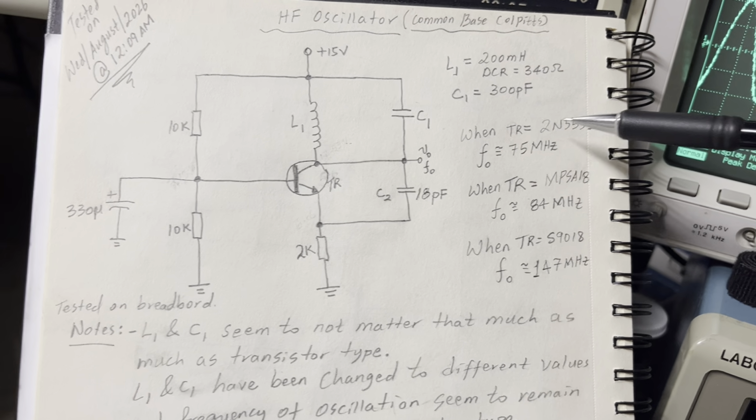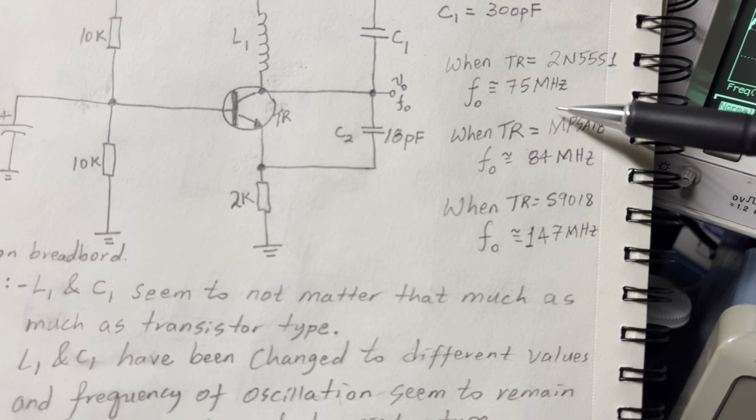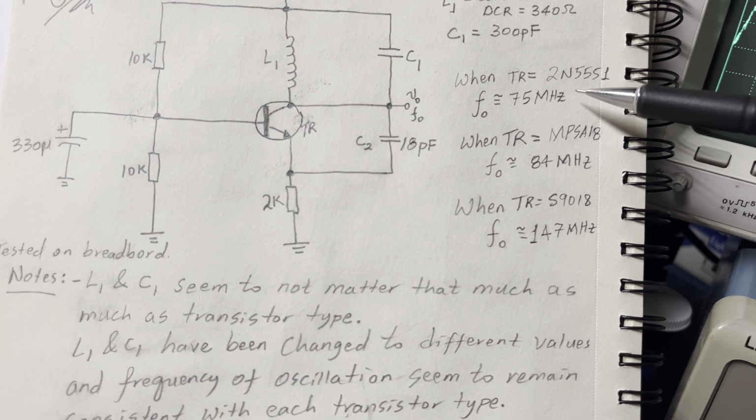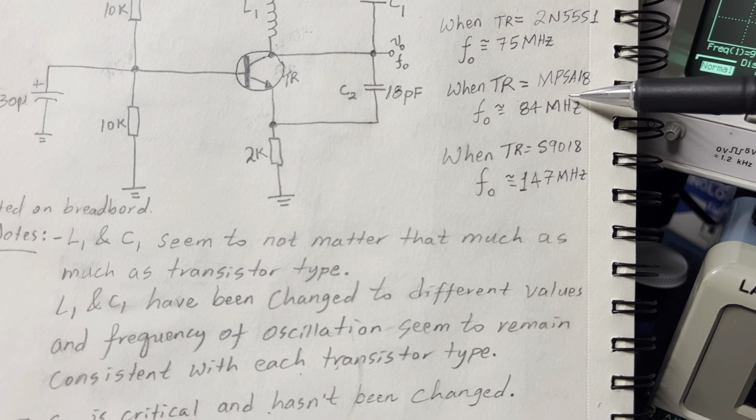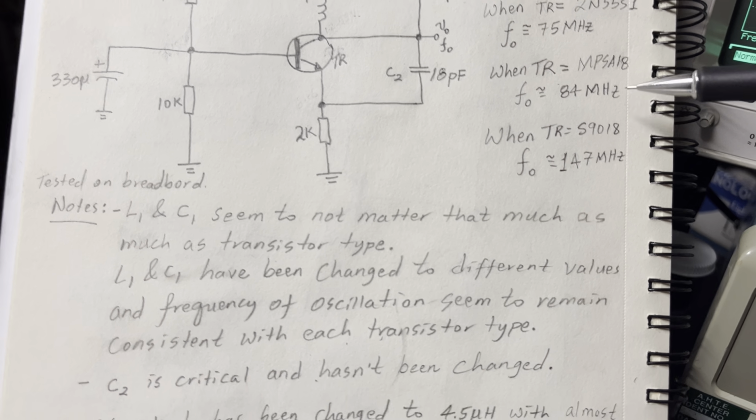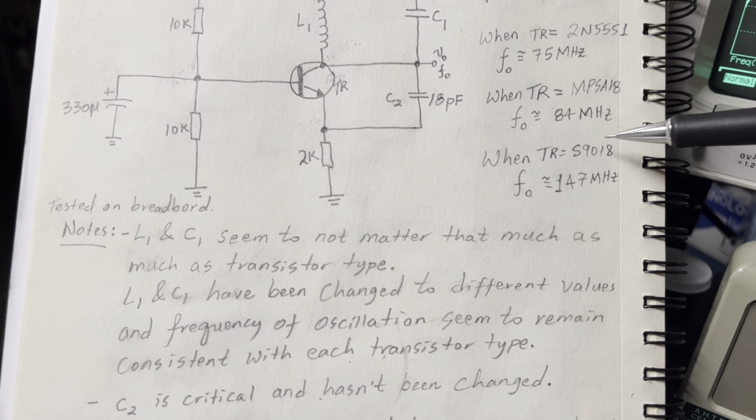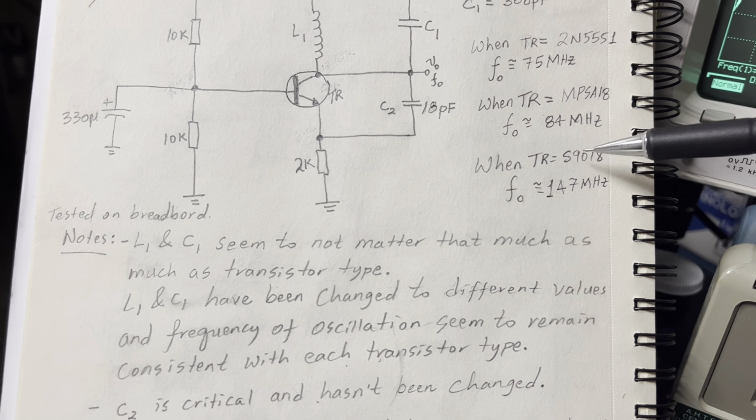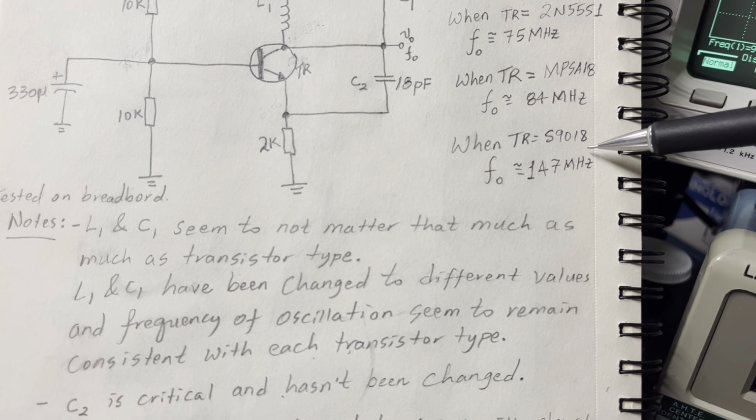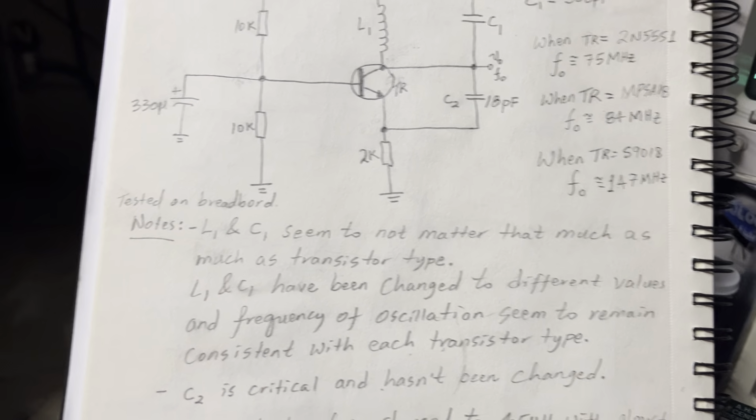So, I've done a few tests with genuine transistors like the 2N5551 that seems to oscillate around 51 megahertz. And if you look at its data sheet, it doesn't have a relatively high transition frequency. We've got the MPSA18, which seems to oscillate around 84 to 90 megahertz, which I'll show you in a second. And these are all genuine transistors from name brand manufacturers, right? Like Motorola, National, and Fairchild, right? And the S9018 that I have, the real genuine one, oscillates at about 147 to 150 megahertz.